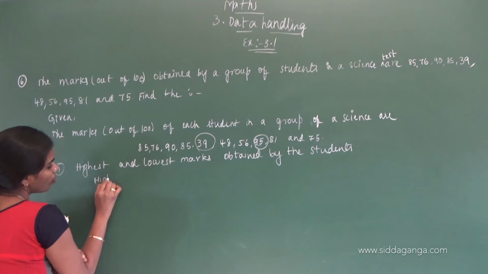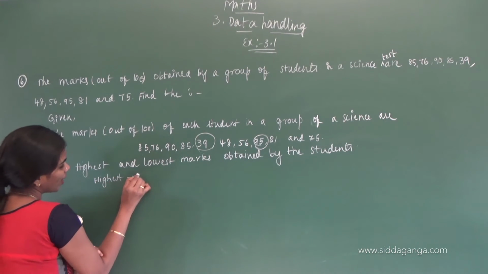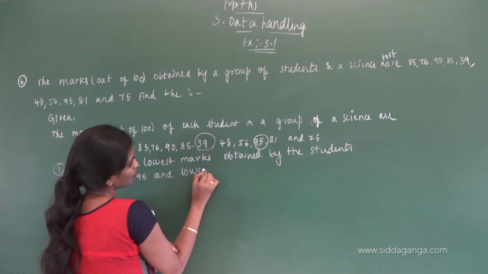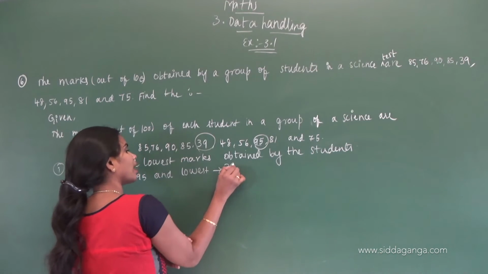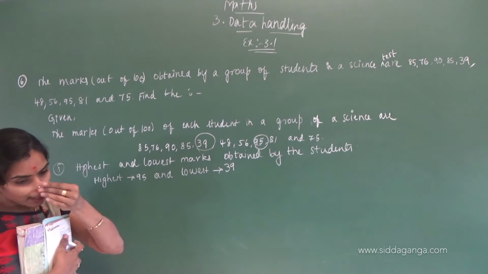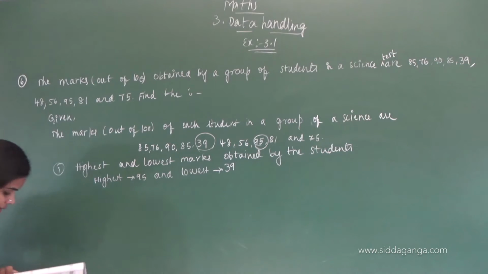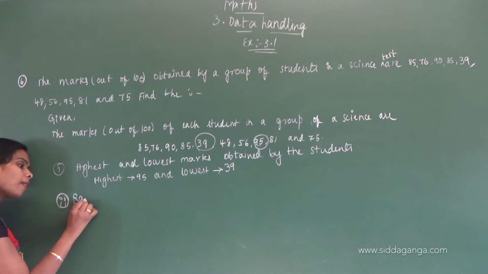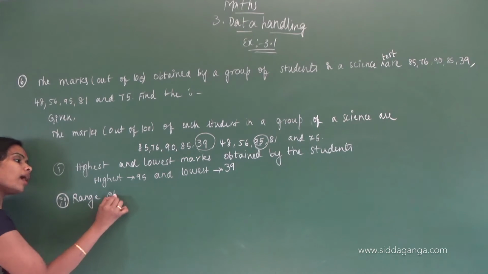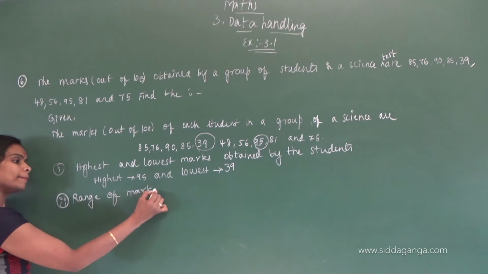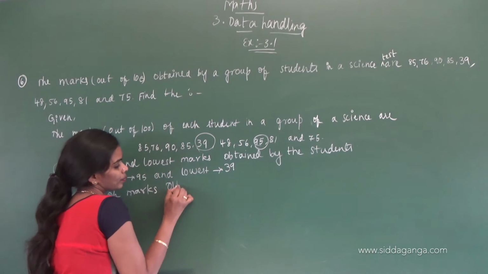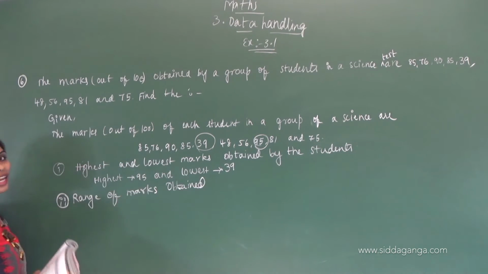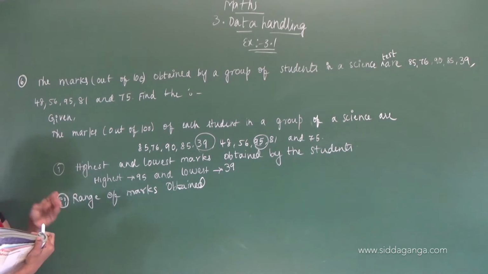Highest is 95 and lowest is 39. And then the second question: range of marks obtained. Range means, we all know the formula for range.